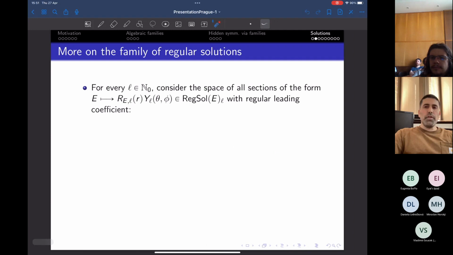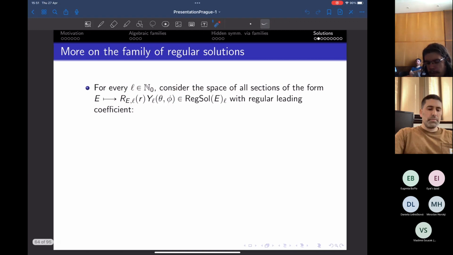I'm going to use this information to define an algebraic family of Harishchandra modules. So for every such separation constant, such L, let's consider some space of sections, space of functions. What are those functions? These are functions for the complex field. For any E, you'll get a function not on the plane, but on space, on the complement of the origin. They will be a product of a radial function times the spherical harmonics with the correct L.